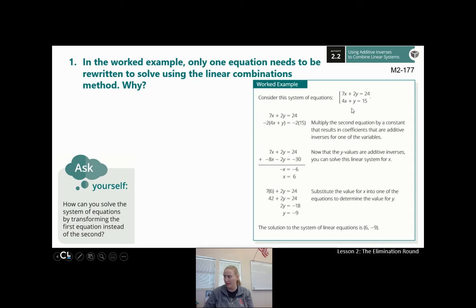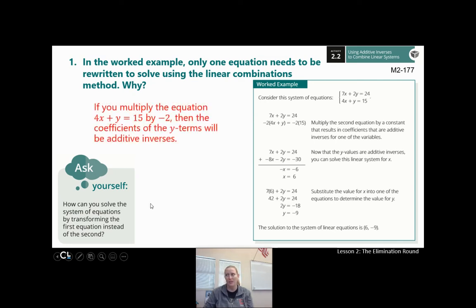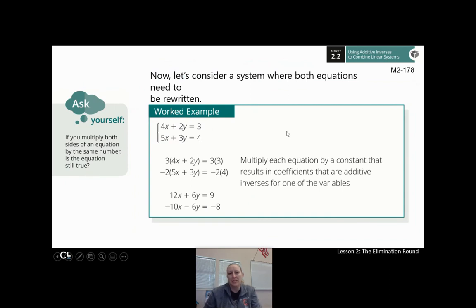So I only needed to deal with the second equation because that's all I needed to get my additive inverses, right? If you multiply that 4x plus y equals 15 by a -2, then the coefficients of your y terms will be additive inverses. So we only rewrote the second equation, multiplying everything by that -2 to get those additive inverses, right? We wanted them to be opposites. But sometimes it's not that simple. Sometimes it's just not that simple.